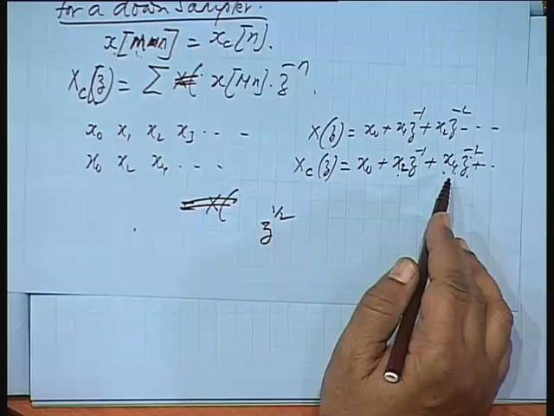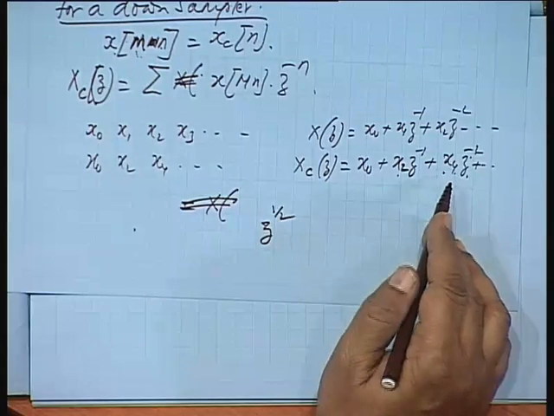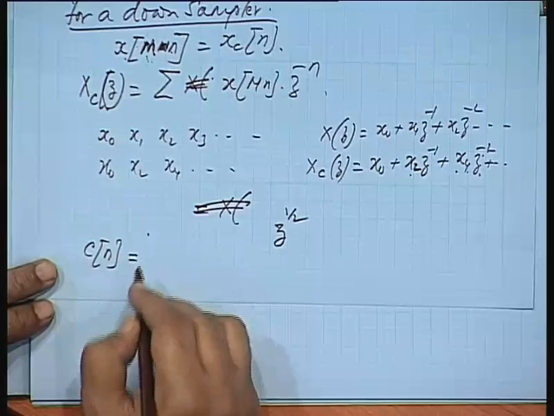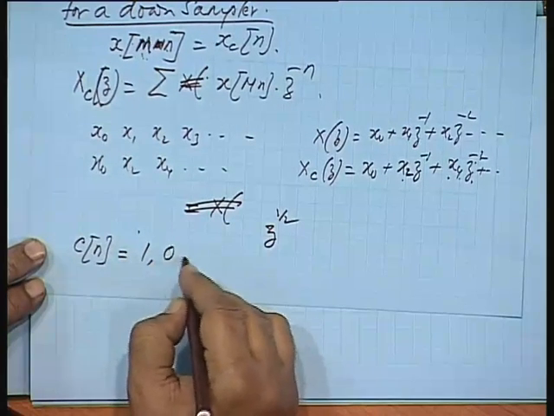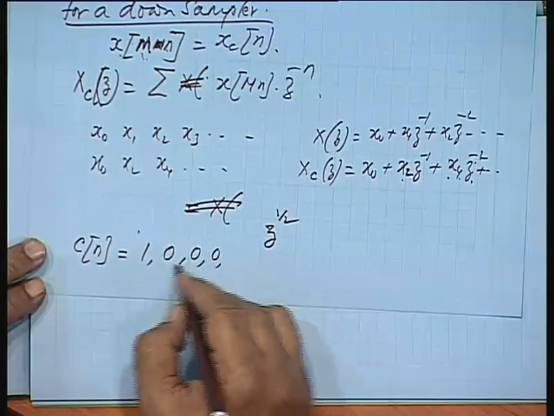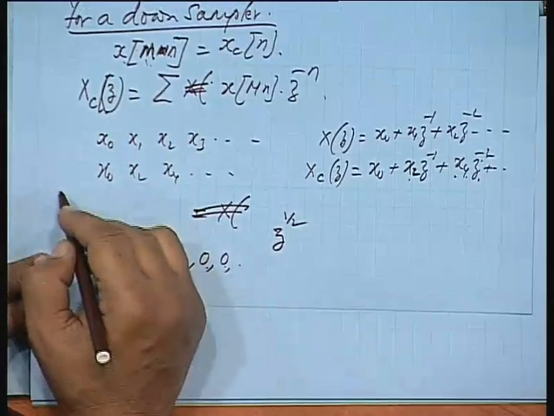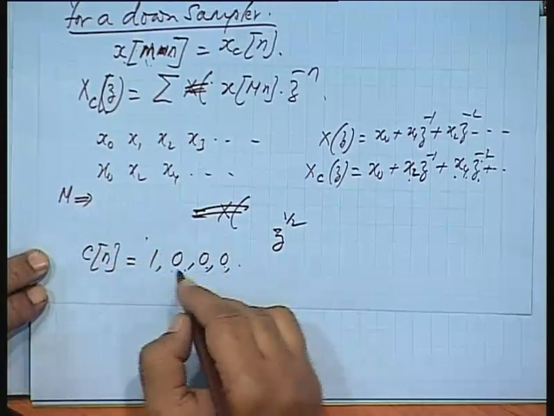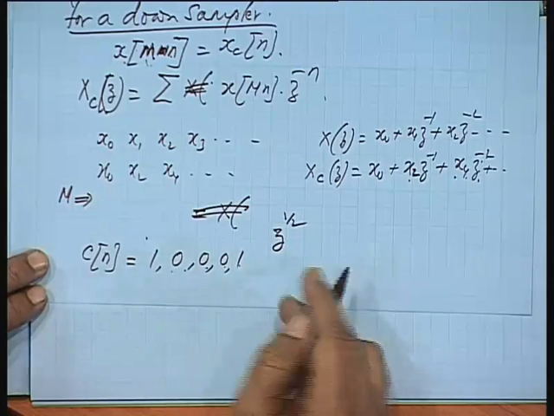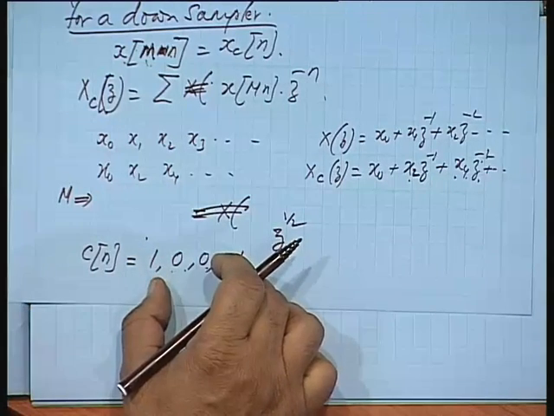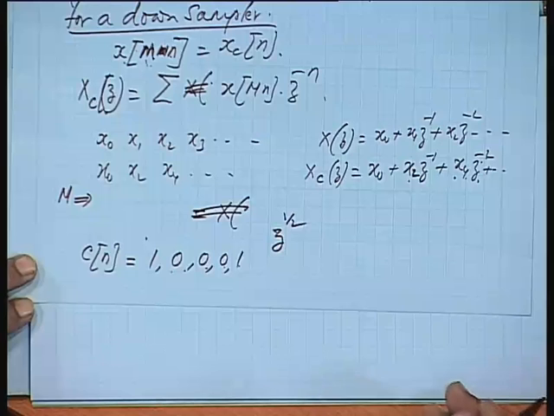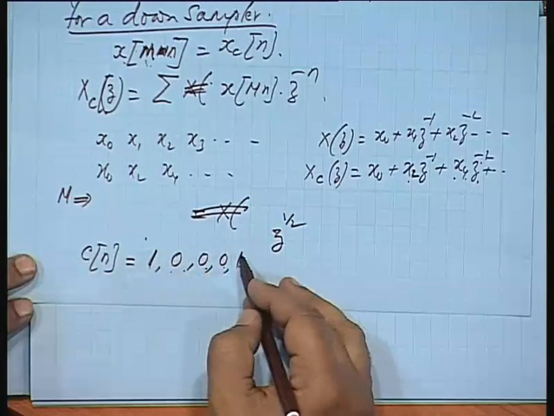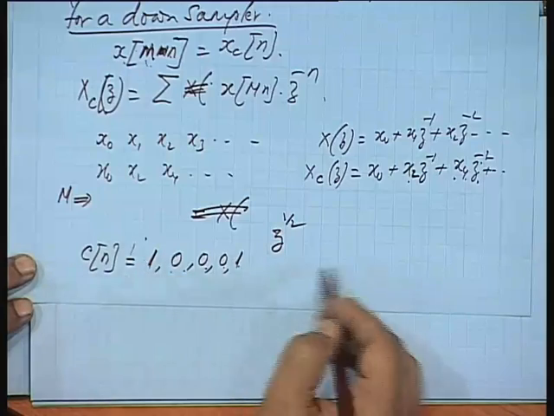So, let us see what this will be like. Let us define a sequence C n as 1 0 0 0 after m steps. If m is the downsampling rate, then after m steps again 1 appears. That is, it is having a period of m, it is a periodically appearing 1. This is a set.